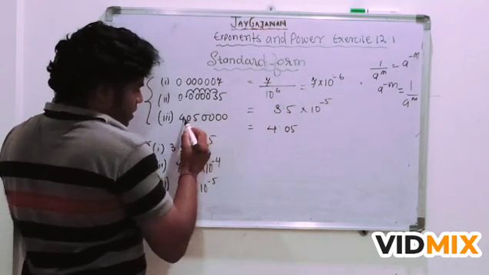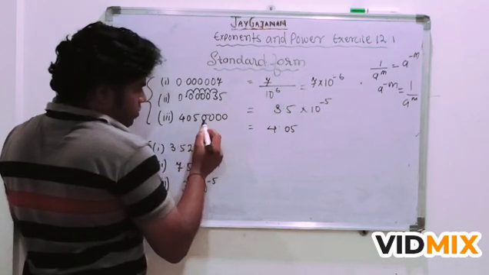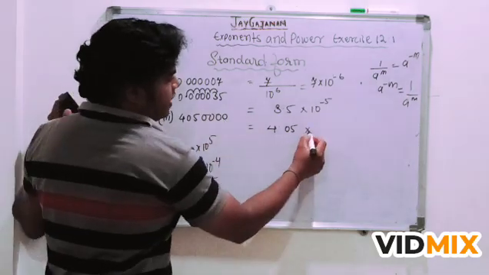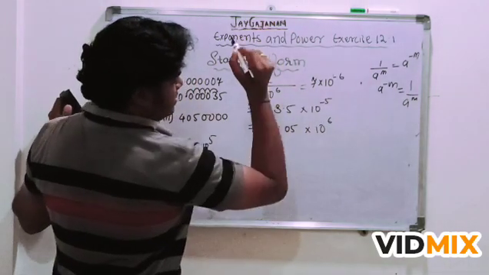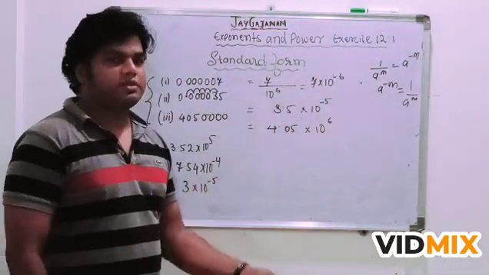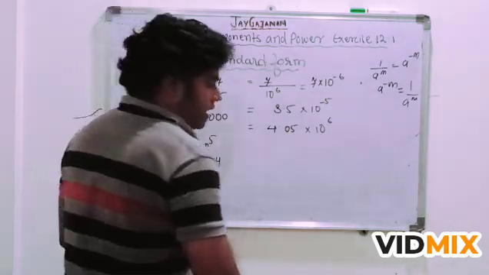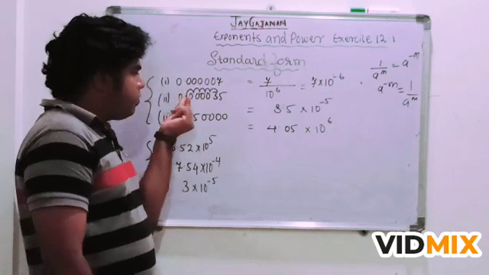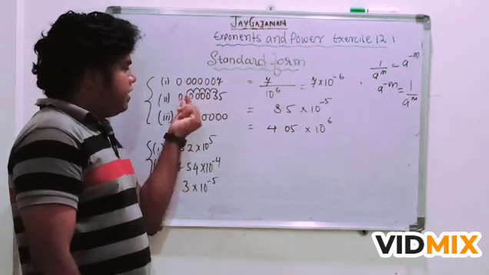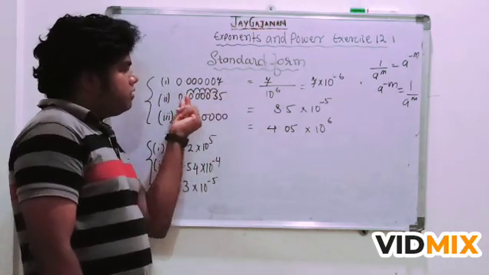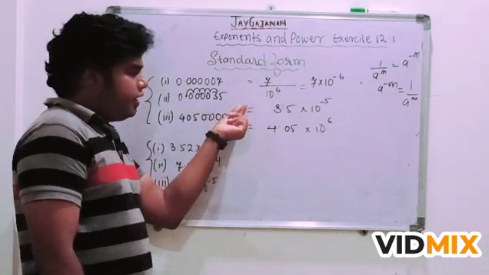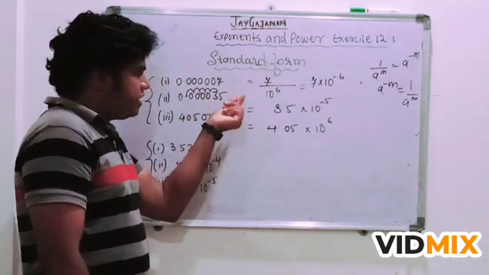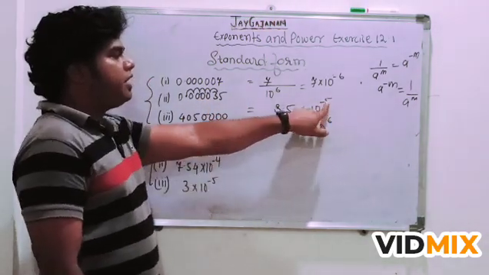4.05. Here we are giving decimal point 1, 2, 3, 4, 5, 6. So 10 to the power plus 6, not minus 6, correct? So this can be the answer. Remember that if the decimal point is already given and we are just moving the decimal point, then here it will be negative.